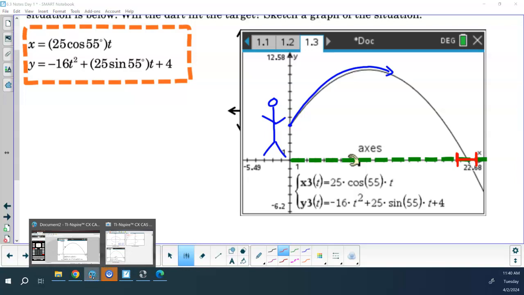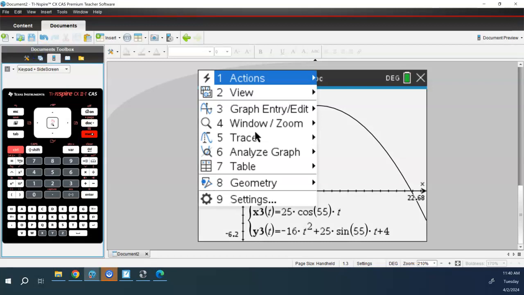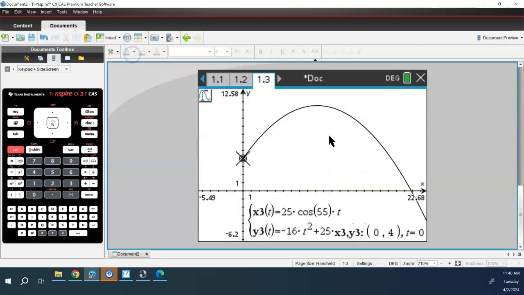If yours didn't show that, 22.68 might be the end number, not where it hits, now that I'm thinking about it. But you can always trace your graph, and you can go left and right. This one, I got to go over here. And so you're tracing the path here. So it actually hits somewhere between 20 and 21 feet. So it's not 22.68, but still within that range.